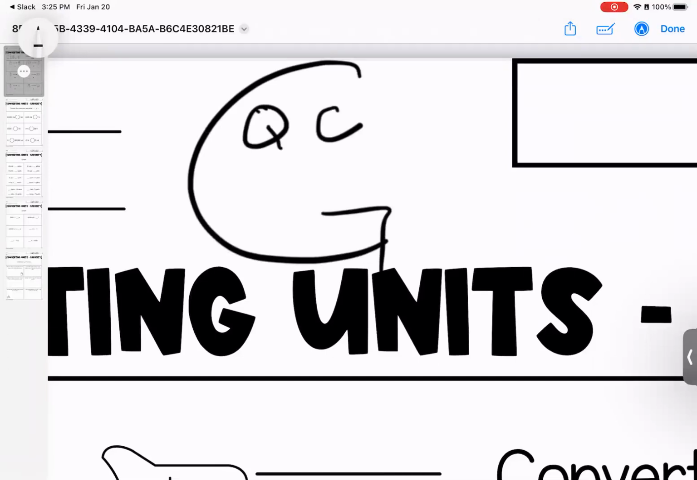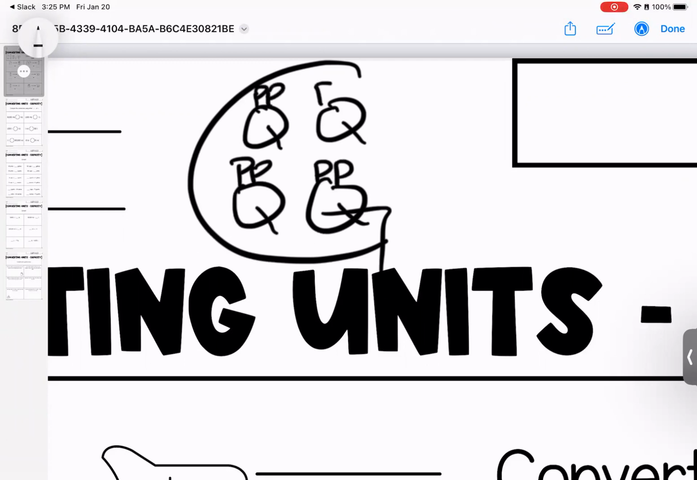As a reminder, we say there is the kingdom of gallon. In the kingdom of gallon, there are 4 queens. Each queen had a prince and a princess. Each prince and princess was spoiled and they had 2 crowns. This helps us remember pints, quarts, cups, and gallons.